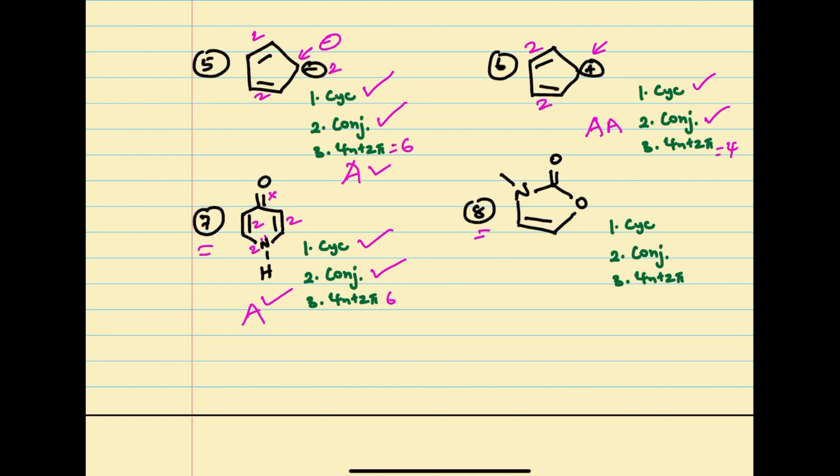Structure number 8. Here we have a system that's cyclic, yes. Is it fully conjugated? Yes. The reason is because this nitrogen has an electron pair which is on a p orbital, and therefore you have an overlap of p orbitals. And then lastly, 4n plus 2 pi electrons, you have a total of 2 electrons on nitrogen. You have 2 electrons on the double bond. Oxygen has a set of 2 electron pairs, but you can only count one of them for reasons that I explained earlier, because they are on different p orbitals, and therefore you have a total of 6 pi electrons, and as a result, that structure is aromatic.